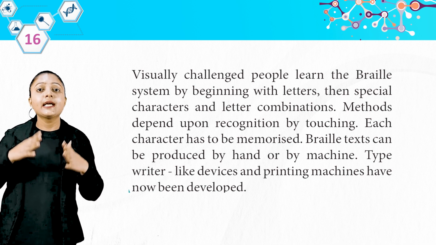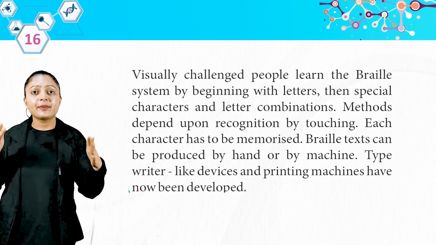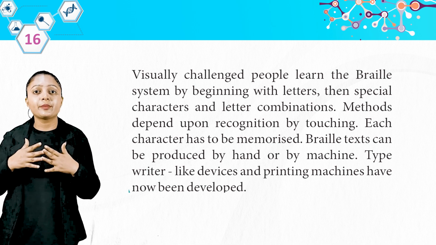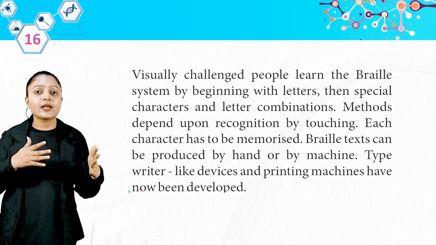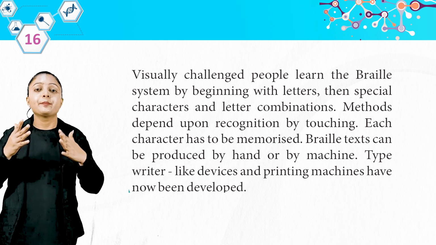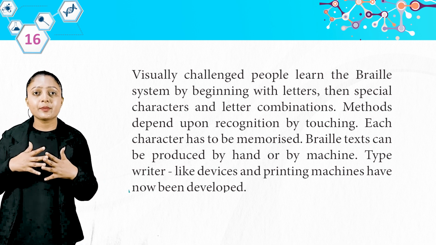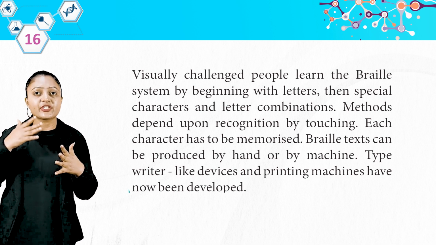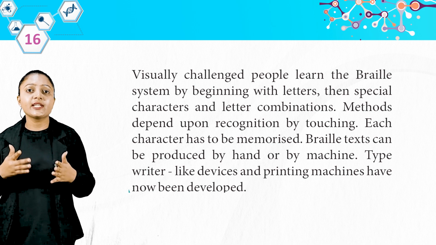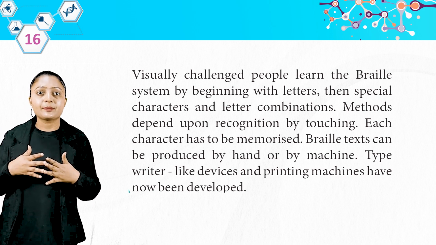Visually challenged people learn the Braille system by beginning with letters, then special characters and letter combinations. Methods depend upon recognition by touching. Each character has to be memorized. Braille text can be produced by hand or by machine. Typewriter-like devices and printing machines have now been developed.